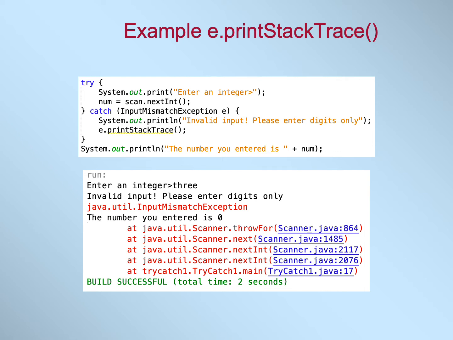It prints out "invalid input, please enter digits only." And then the next line, it prints the stack trace, which is the name of the exception. So it says over here, java.util.InputMismatchException, and then it lists out where it happens, which is at try_catch1.java line 17. And then the program ends. So you can see that the program does not terminate halfway. It runs everything until the end.